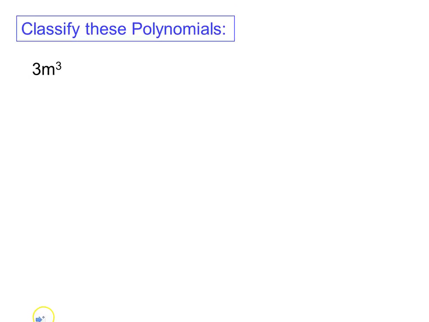Let's classify some in terms of degree and number of terms. 3m cubed, that's a cubic monomial. Y squared minus 4y plus 8, there's 3 terms. It's a second degree, so we call it a quadratic trinomial.